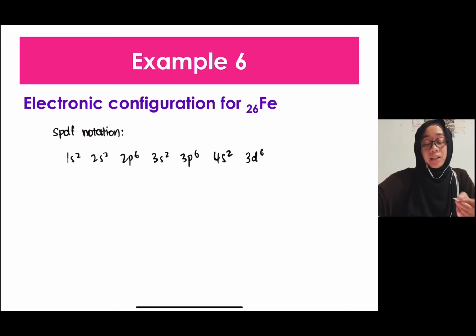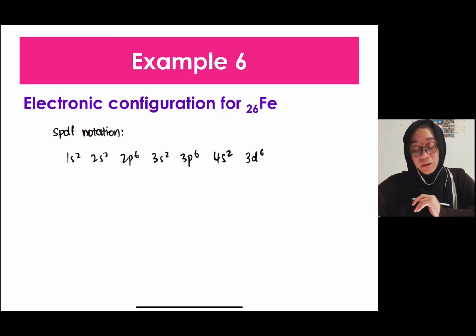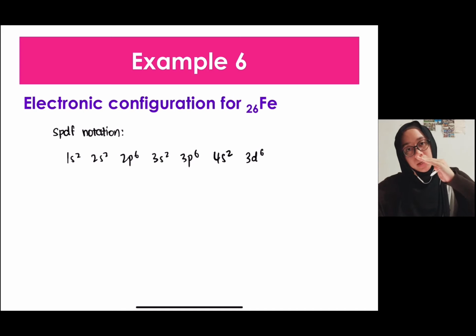Okay, tapi kamu ingat tak dekat Aufbau tadi Miss ada mention about if the 3d has been filled with electrons, so what happened? What happened is the 4s electron akan repel. Bila dia repel, 4s energy akan lagi tinggi daripada 3d punya energy. Therefore, rewrite this as spdf notation then. Okay, so rewrite your answer.